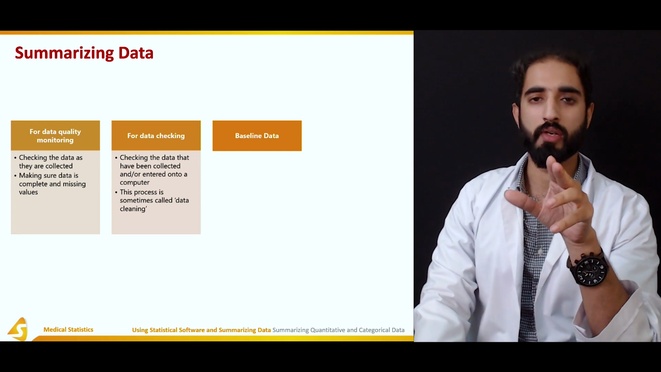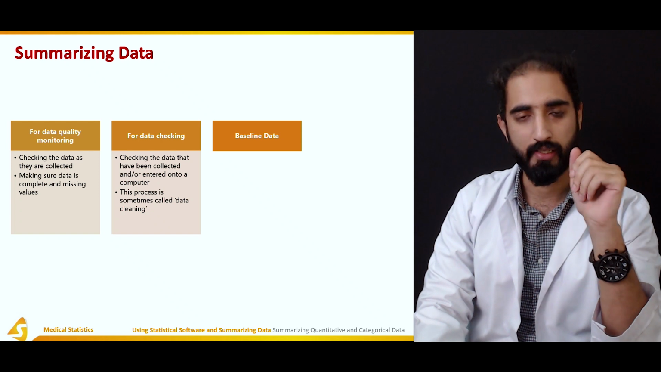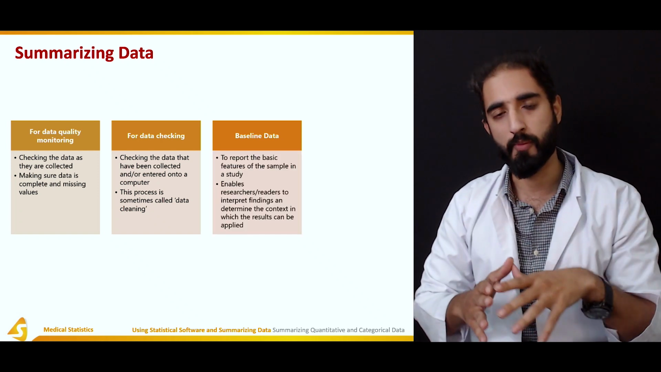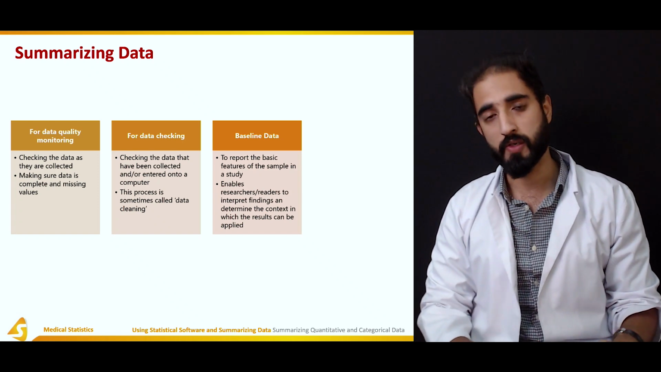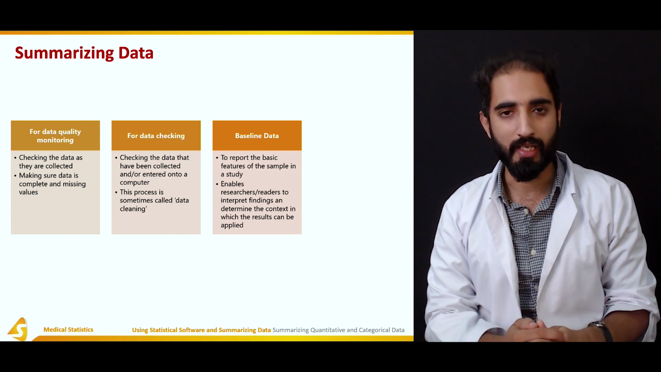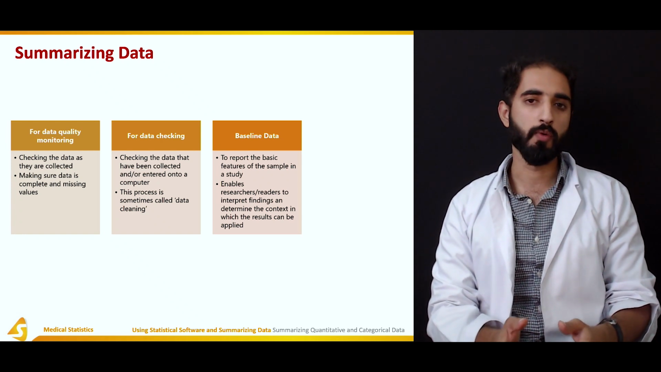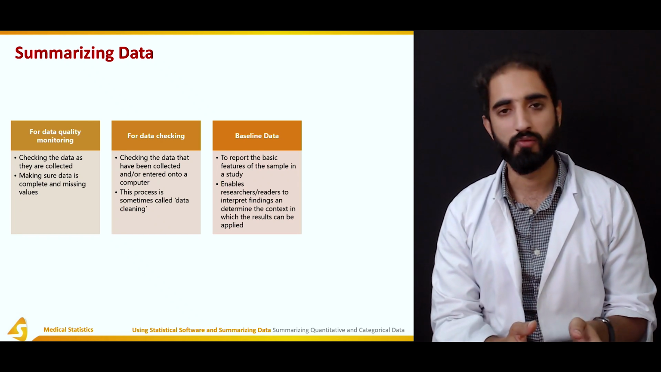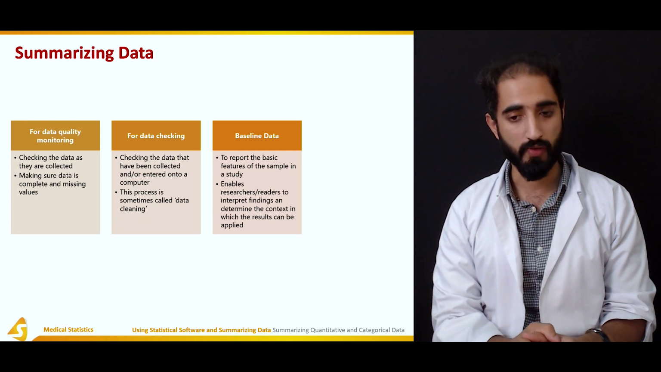The two most important aspects, in my opinion, is first of all baseline data. Now, summarizing the baseline data gives us a lot of information regarding the demographic information and the baseline characteristics of the participants of the research. Now, to report the basic features of the sample in a study, it is very beneficial even when you're writing a manuscript. You describe the mean age of the participants, you describe the mean weight and all the demographics and the baseline data, which is very useful and essential as well.